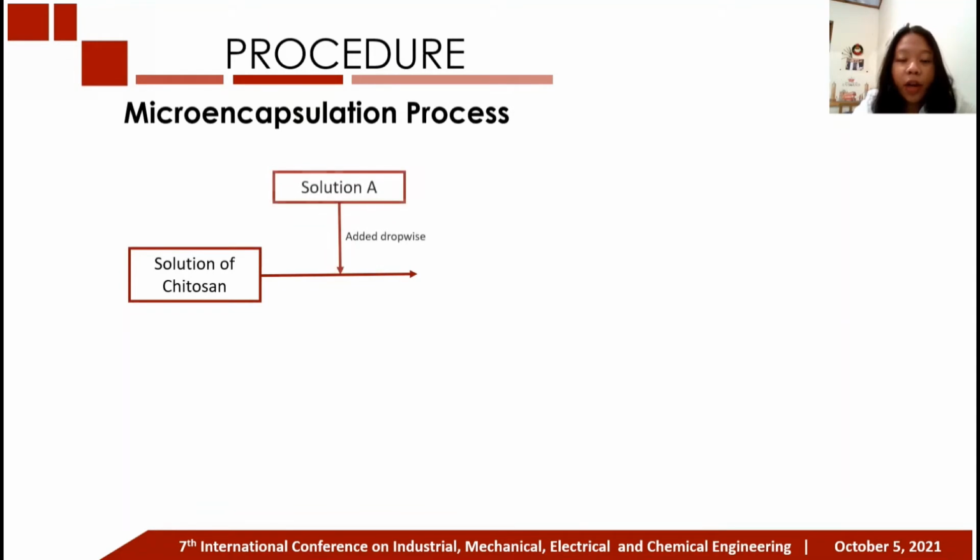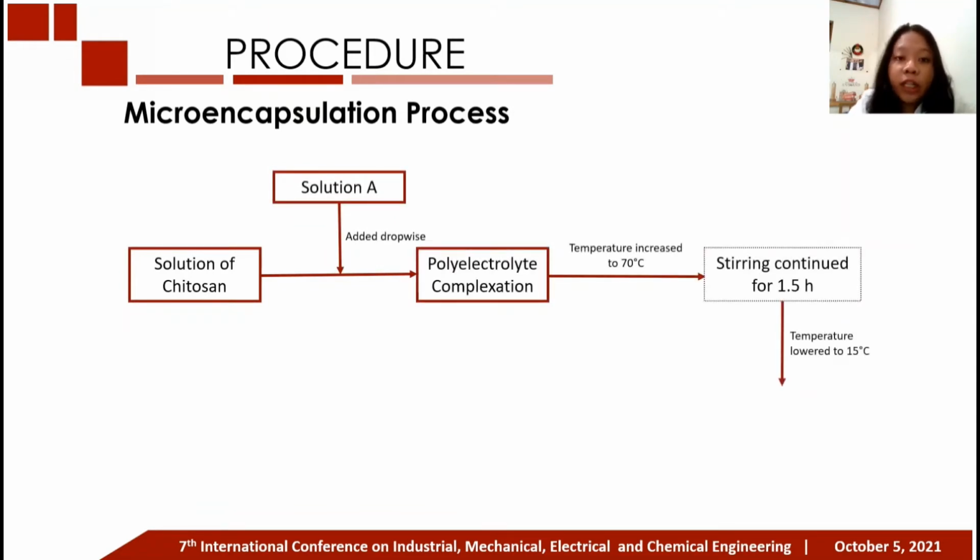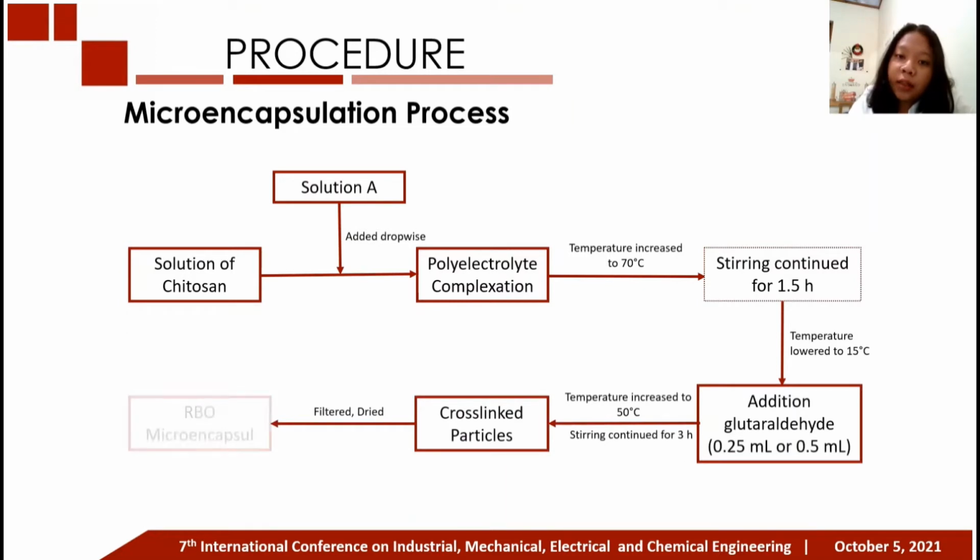The last step is the microencapsulation process. Into the Chitosan solution, solution A is added by dropping to obtain the polyelectrolyte complexation. The system temperature is increased to 70 degrees Celsius, and stirring is continued for 1.5 hours. After stirring for 1.5 hours, glutaraldehyde was added to the polyelectrolyte complex, and the system temperature was lowered to 15 degrees Celsius. Stirring continued for 3 hours.